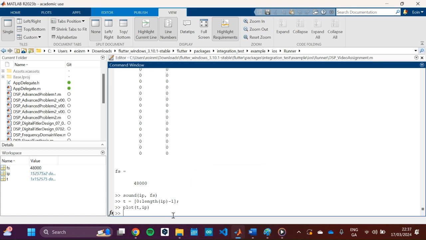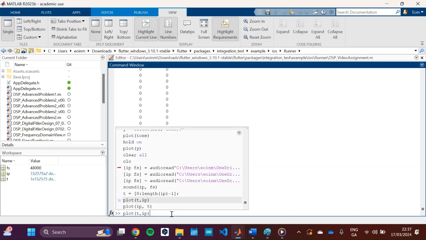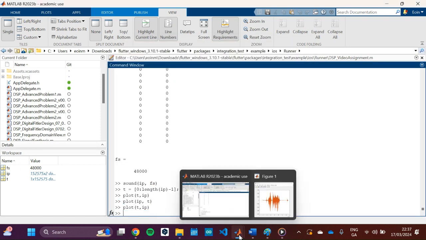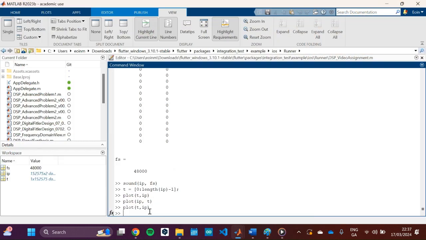Why is that not working now? Well, no, it should be IP versus T anyway. No, T versus IP. I was right the first time. Now there you go. So that's what the sample looks like.